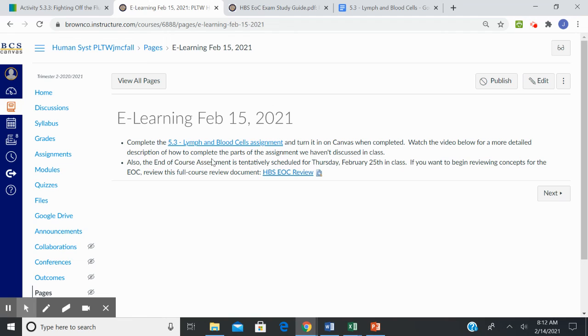Additionally, the end of course assessment I've tentatively scheduled for Thursday, February 25th. Remember, we extended the trimester. So this is a big EOC review document that you can start looking through to review some of the older material. Once again, that is going to be weighted very, very lightly in your overall grade, but right now I'm planning on having you do that on Thursday, the 25th in class.